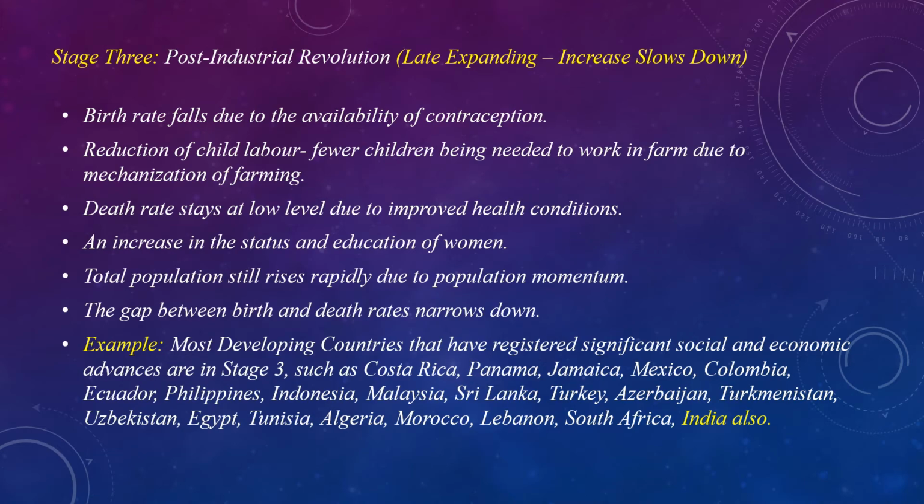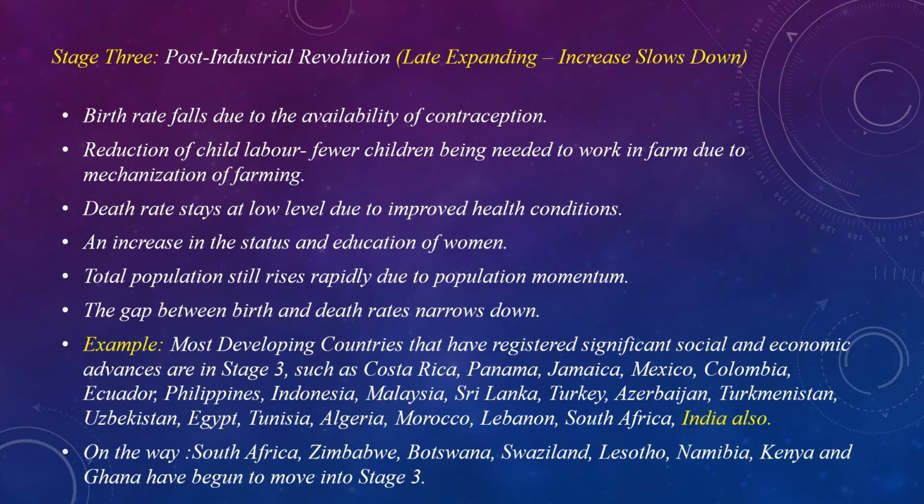All these countries come in this late expanding stage, where the increase in the population slows down, or this stage is also known as the post-industrial revolution stage. A few countries on the way to this stage are South Africa, Zimbabwe, Botswana, Swaziland, Lesotho, Namibia, Kenya and Ghana, which have begun to move into this third stage also.